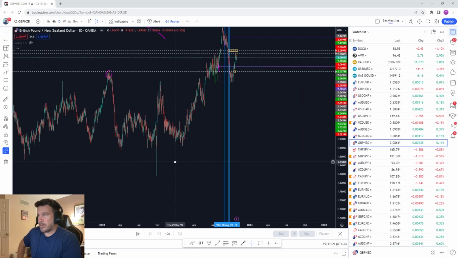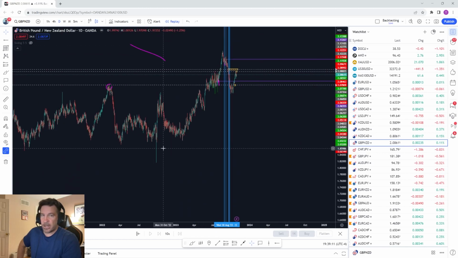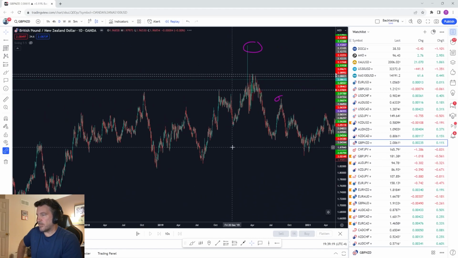And there's already one here. I do think eventually, at some point in time, we will come down and try to fill most of that wick there. It could be weeks, could be months, it could be years, but these wicks do tend to get filled at some point in time.